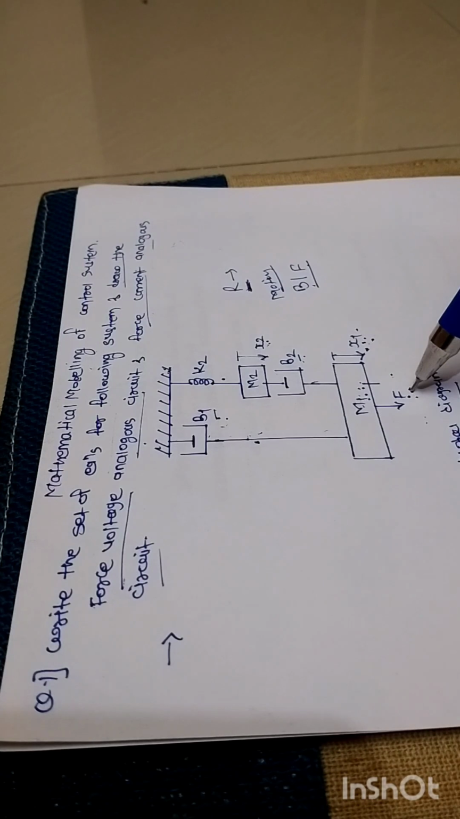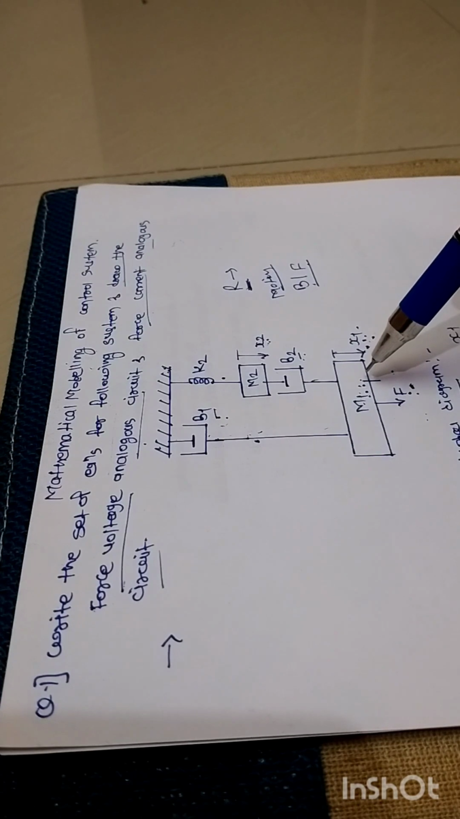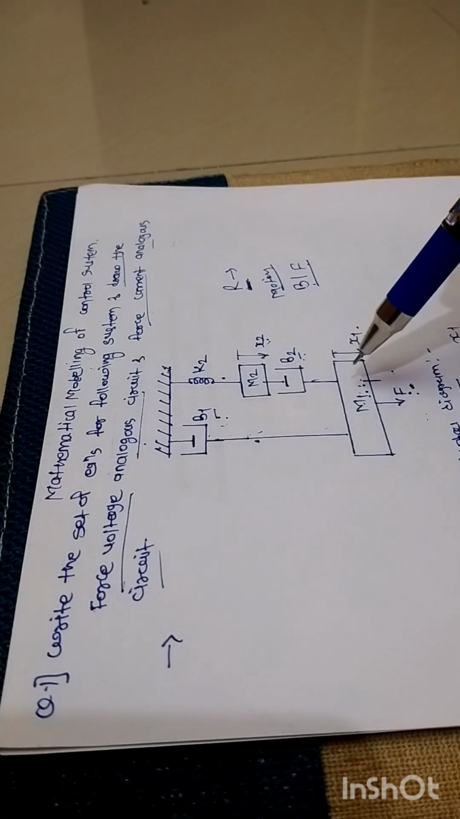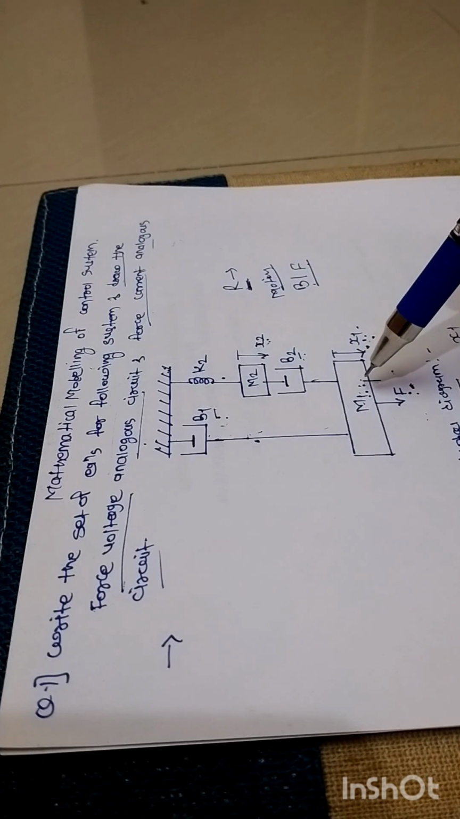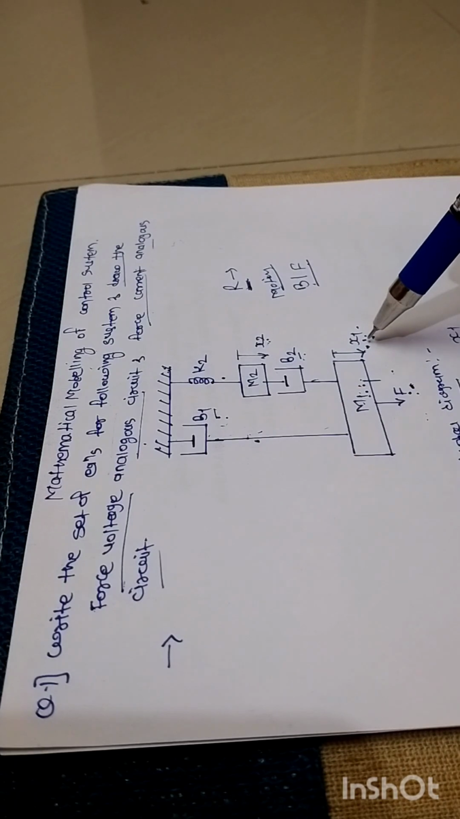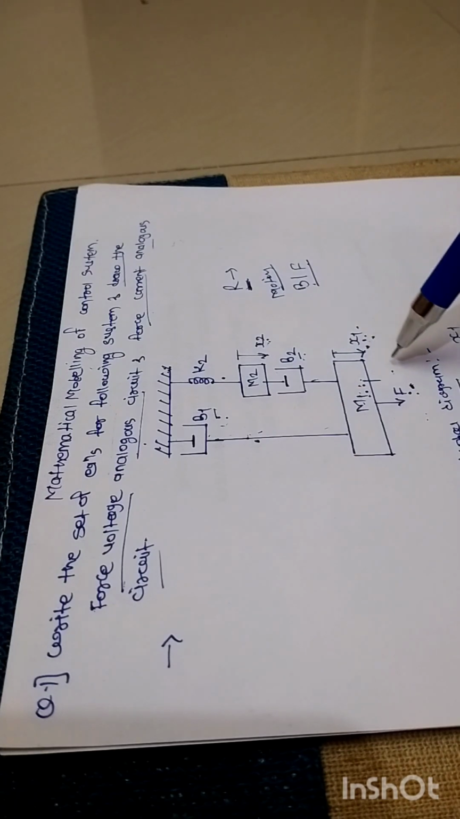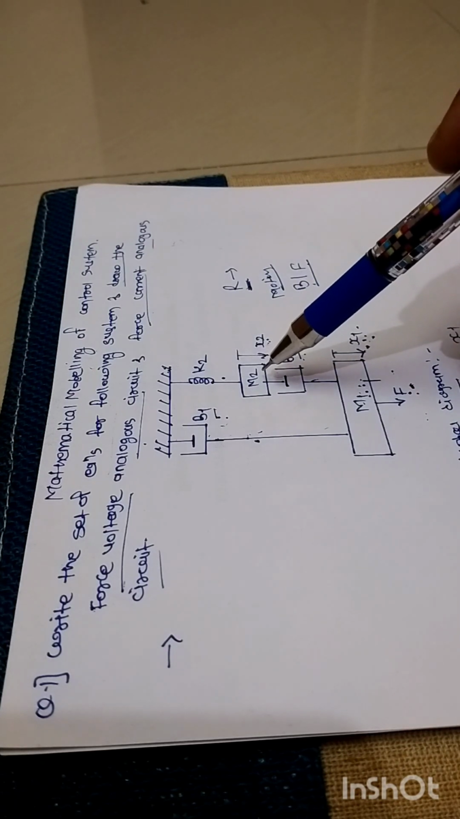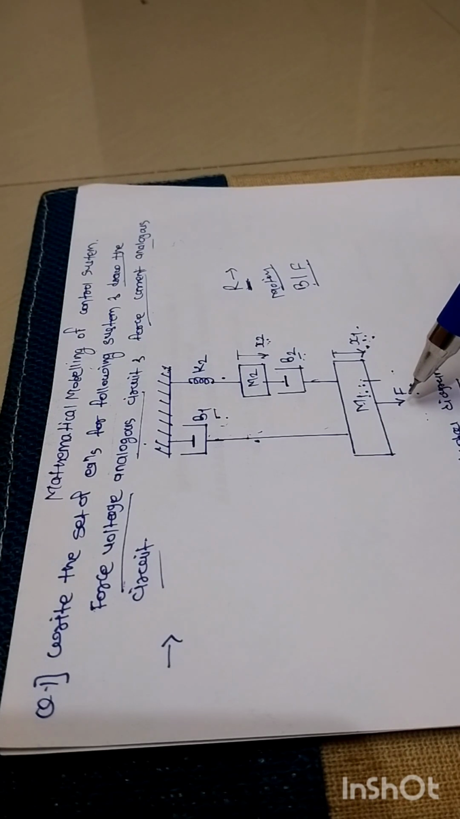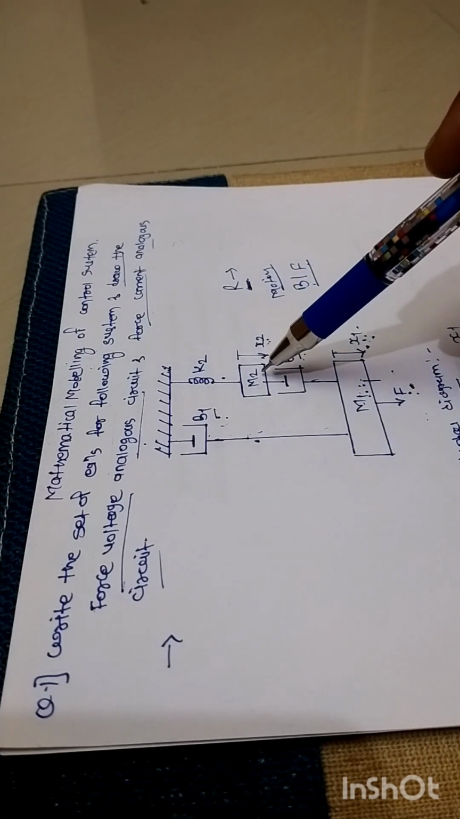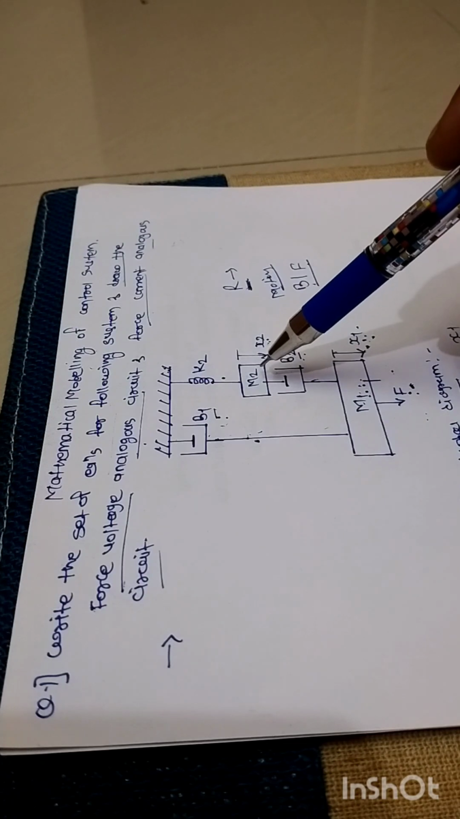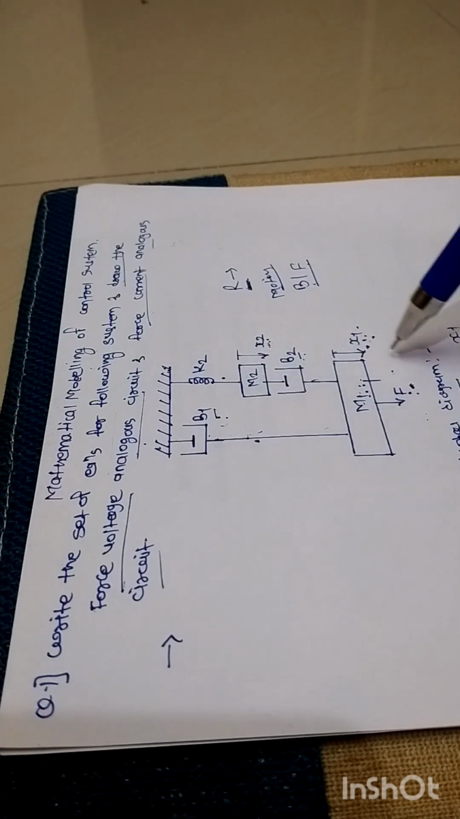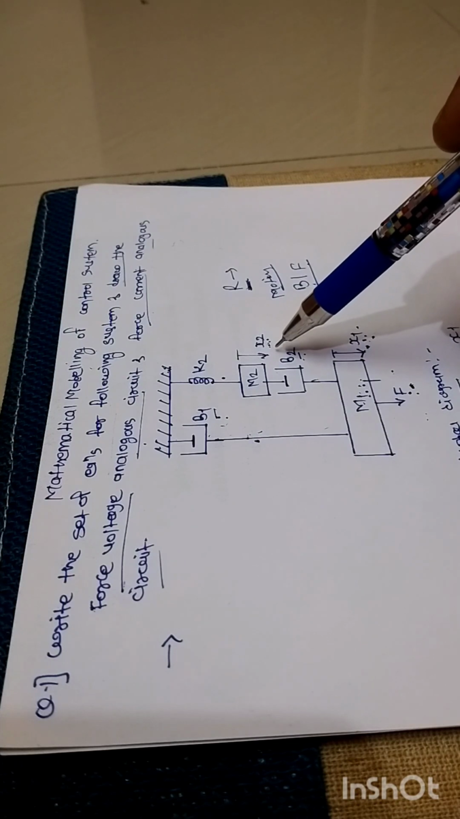When we apply a certain force F in this direction, all the particles belonging to mass number 1 will go through an equal displacement denoted by x1, in the same direction as the applied force. Similarly, for mass number 2, whenever we apply a force in the downward direction, all the particles of mass number 2 will go through a displacement in the downward direction denoted by x2.